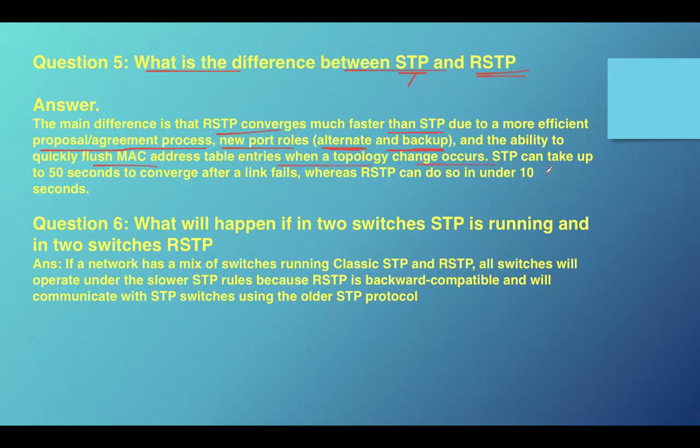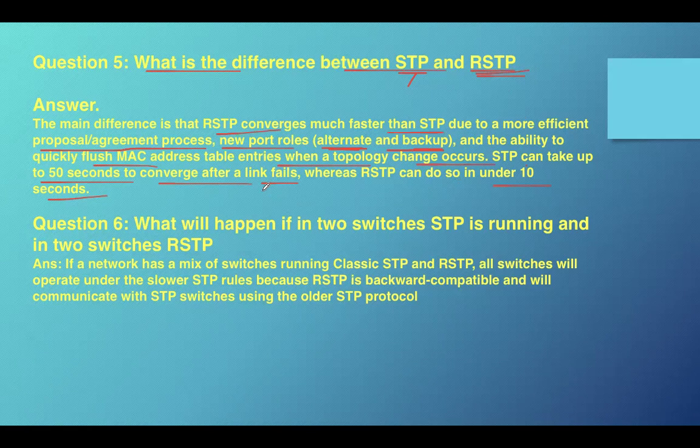How does it work in STP? STP can take up to 50 seconds to converge traffic after a link fails. But in RSTP, it can be done within 10 seconds because of the rapid response in the Rapid Spanning Tree Protocol. So again, you should know the concept before actually answering this question. If you don't know, there are videos that I have uploaded which talk about all the processes.